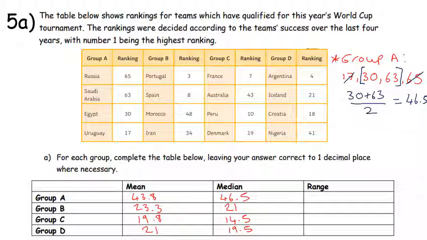Okay, and finally we want to find the range. So because we've already written our list in order of smallest to biggest, we can see what our biggest value and our smallest is. And all we're going to do is take away our smallest from our biggest. So our range in group A is going to be 65 and we're going to take away 17. Okay, and we end up with 48, and I've just filled in the rest of the table there as well, following exactly the same process for the range. Okay, so all we have now is a table of data, and we can compare those numbers.